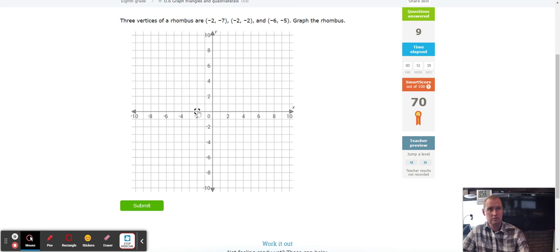All right, negative 2, negative 7, so that means left 2, down 7. Negative 2, negative 2. Negative 6, negative 5. Negative 1, 2, 3, 4, 5. That's right there. And we are looking for a rhombus. What I'm going to do is I'm going to use this vertical line and just count it. So 1 unit, 2 units, 3 units, 4 units, 5 units. Now, because the lines have to be parallel, I'm going to go down 5 units over here. So down 1, 2, 3, 4, 5 units. There we go. We got a rhombus.